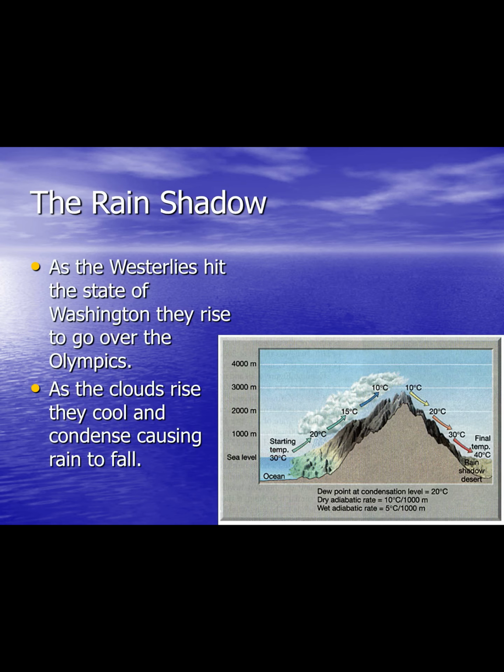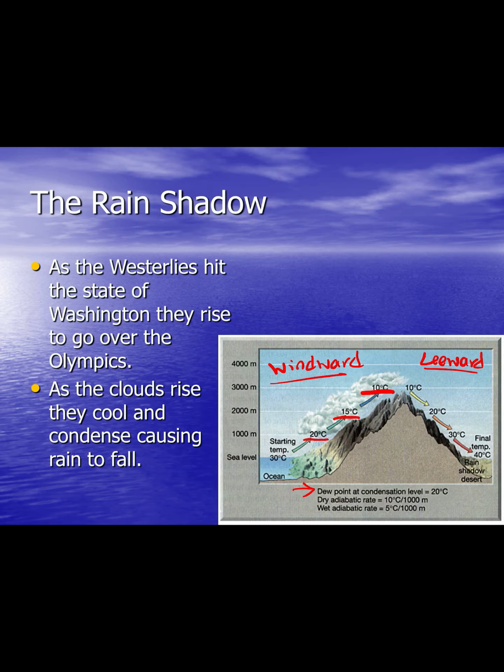Okay, so if we're looking at this map here, we can see as the clouds rise, they cool in temperature, right? And this causes things to condense and fall in the form of rain. So this would be the windward, and this would be the leeward.